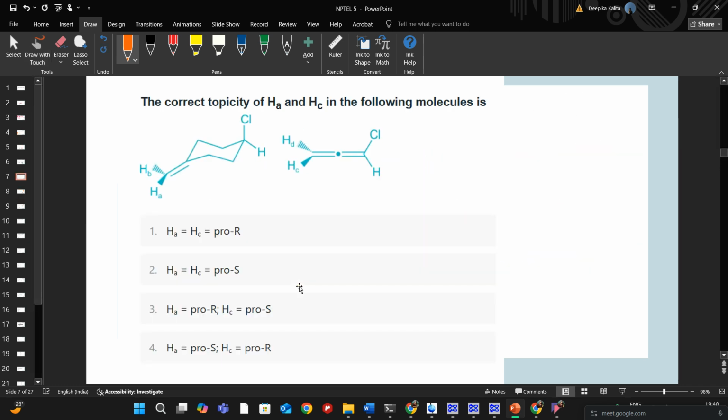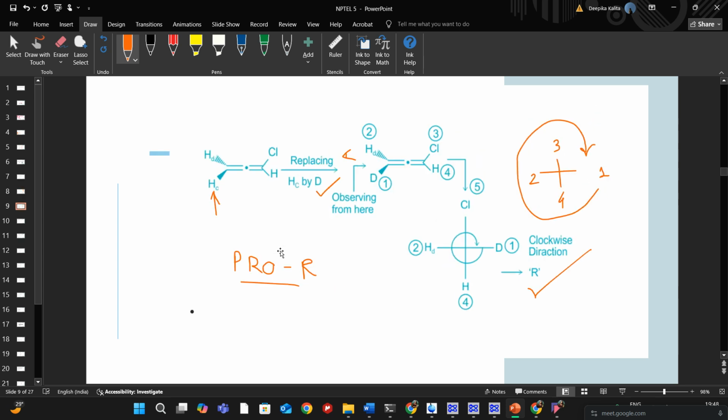Thus, if we go back to the question, option 1 will be the correct answer, because for both the molecules we have gotten that the atoms which are mentioned are pro-R.